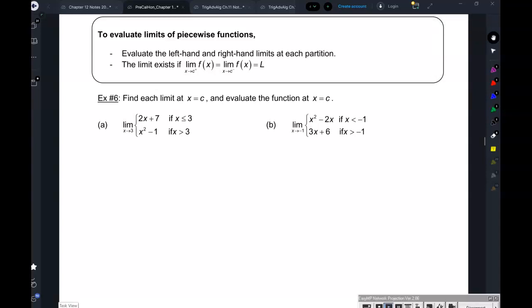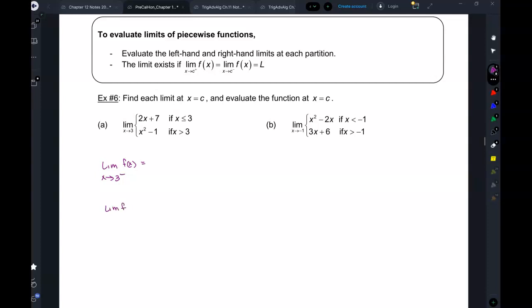So to find the limit at a partition, basically take a look at this. We've got the limit as x approaches 3. And we've got one function here, x is less than or equal to 3, another one for x is greater than 3. Basically, what you have to do is this. You have to find the limit of f of x as x approaches 3 from the negative side, and you have to find the limit of f of x as x approaches 3 from the positive side.